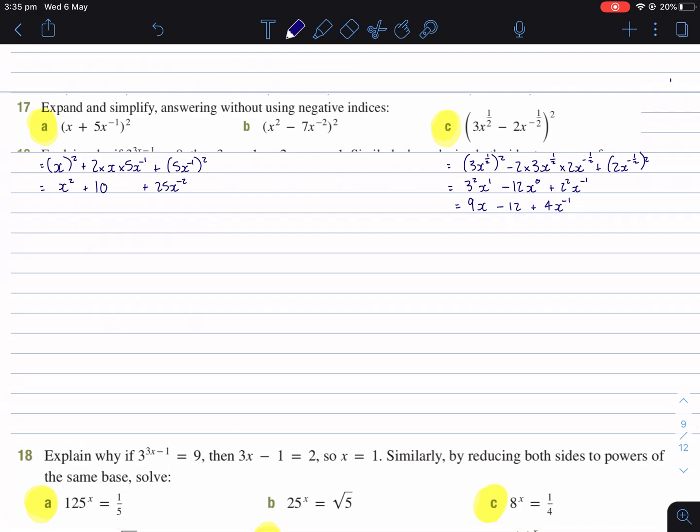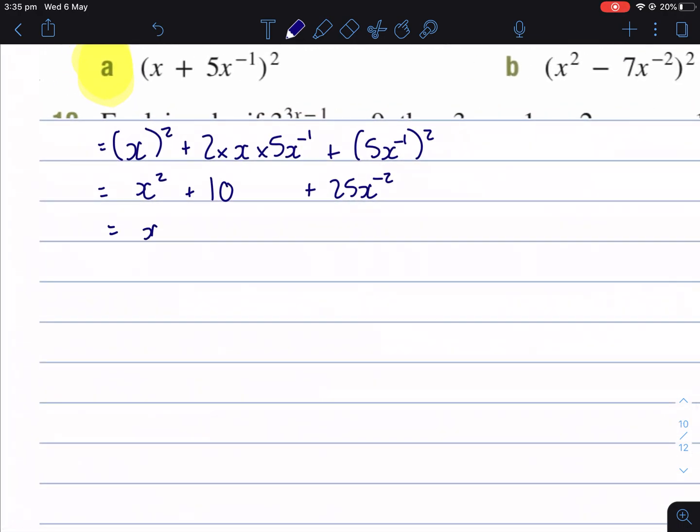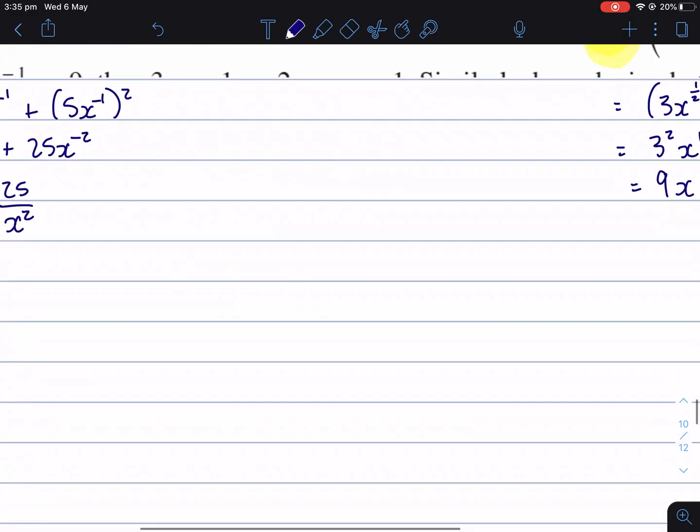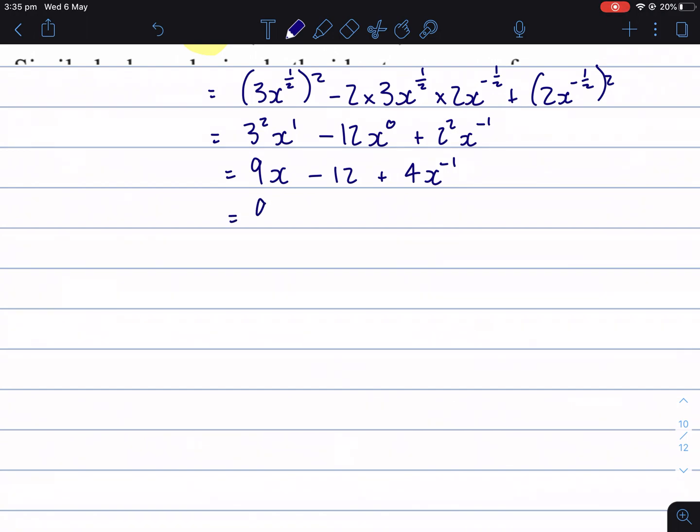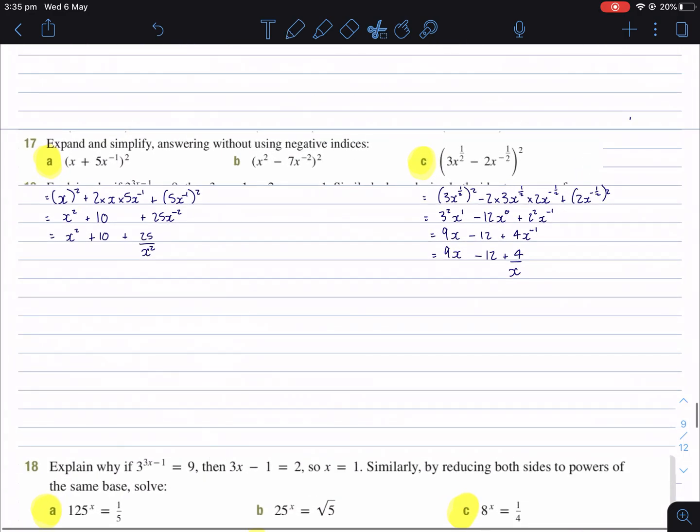Answering without using negative indices. So this one, x squared plus 10 plus 25 on x squared. This one, 9x, take 12, plus 4 on x. Fairly simple.